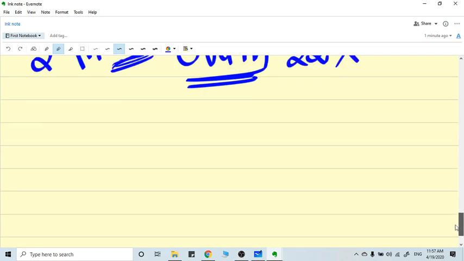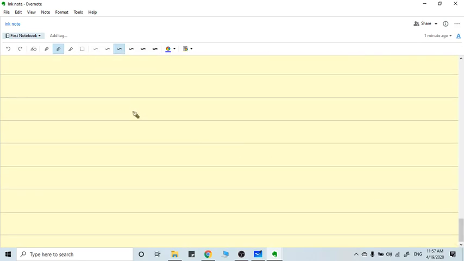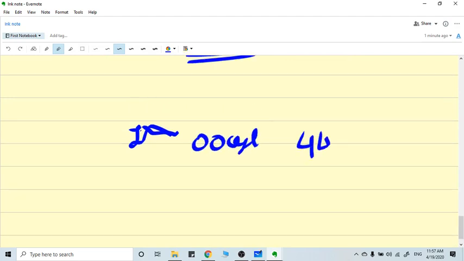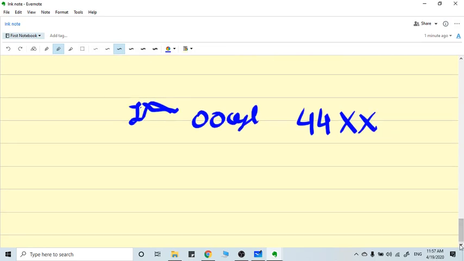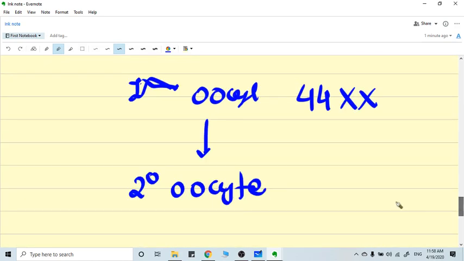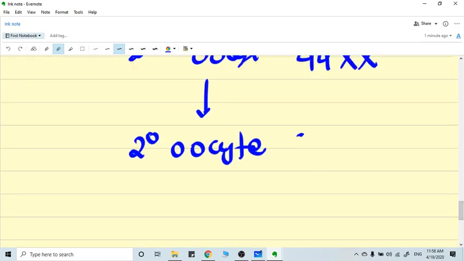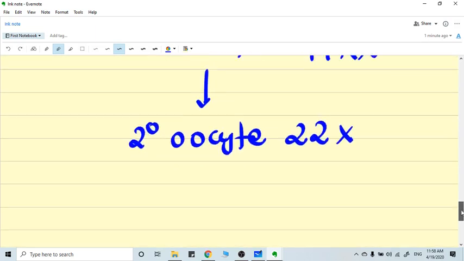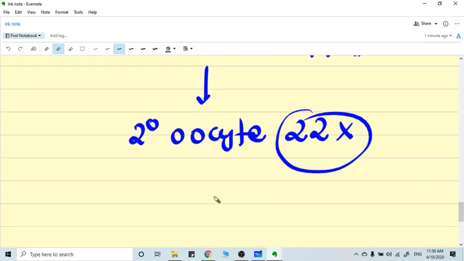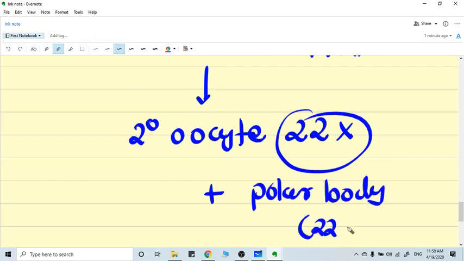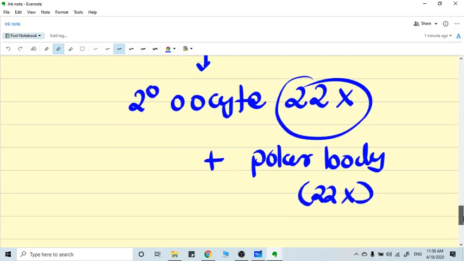So you know the sequence. Primary oocyte has 44XX genome. Okay. Just before ovulation, it converts into secondary oocyte. And the secondary oocyte is having 22X only, along with a polar body having another 22X genome. The polar body is of no use.